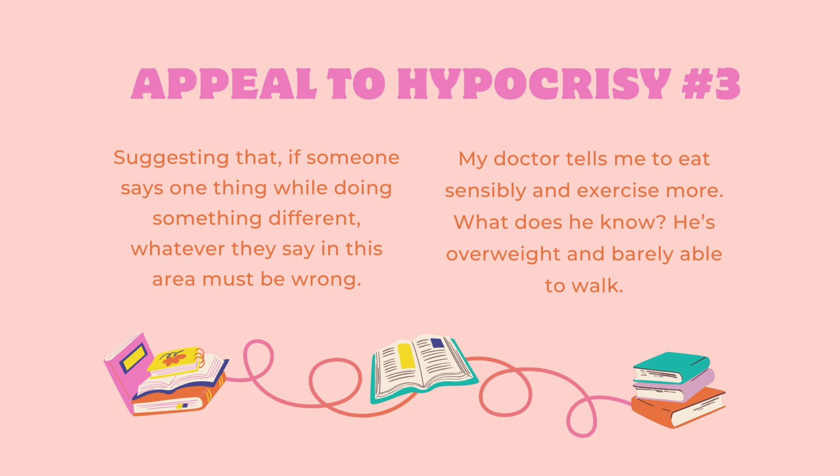According to Tom Chatfield in Critical Thinking, appeal to hypocrisy dismisses an argument by pointing out the speaker's hypocrisy rather than addressing the argument itself. For example, rejecting a doctor's advice to eat healthily by saying, "What does he know? He's overweight." This targets his behavior instead of the validity of his medical advice, making it an appeal to hypocrisy.